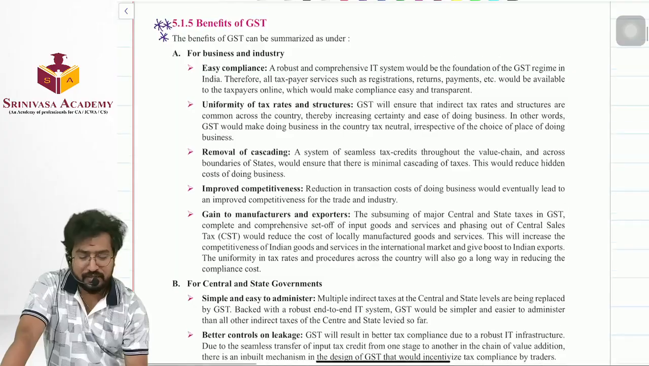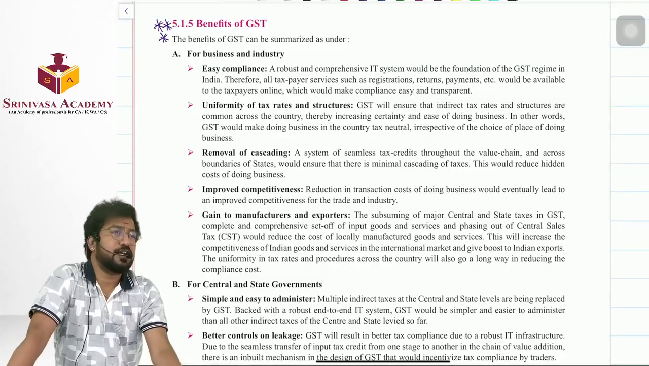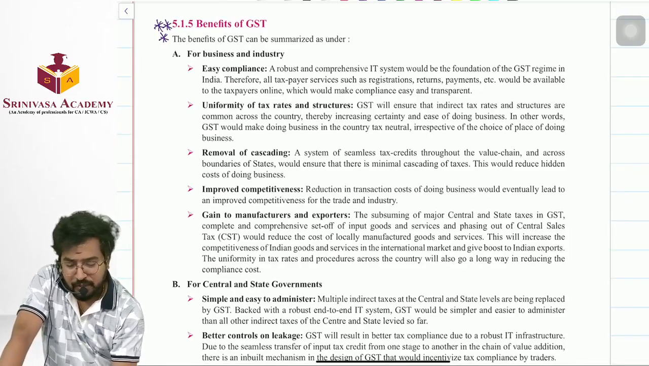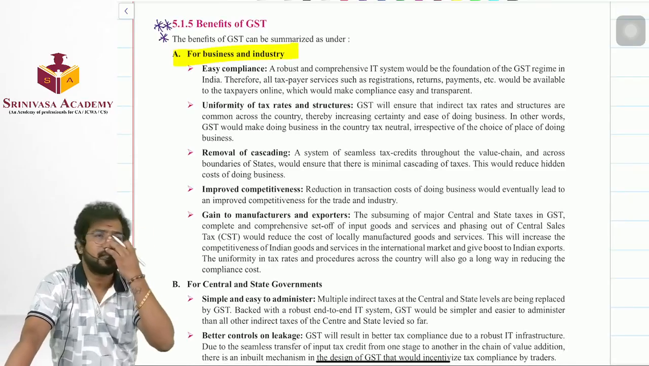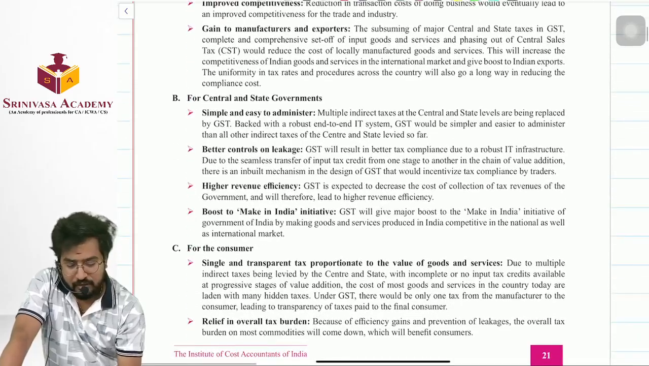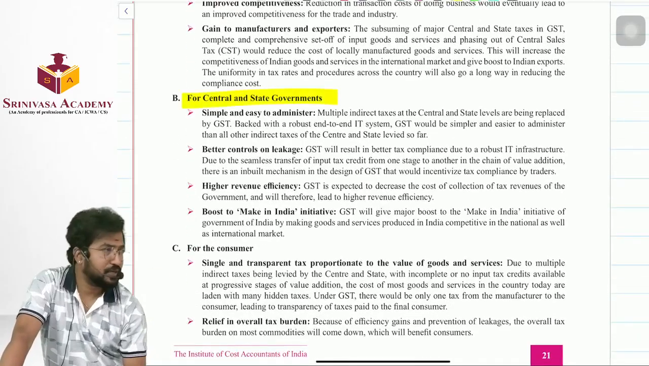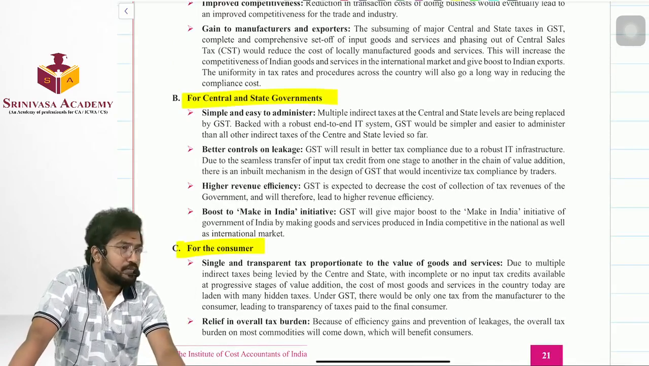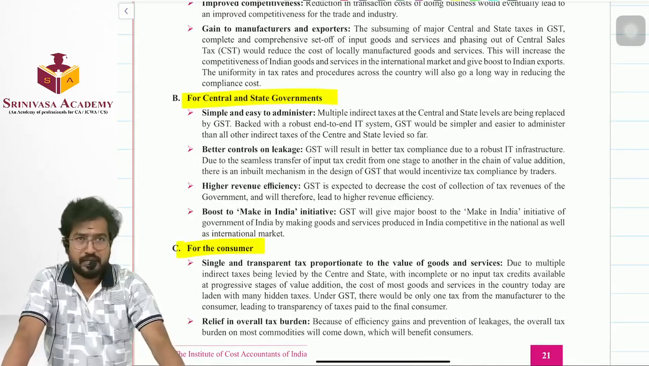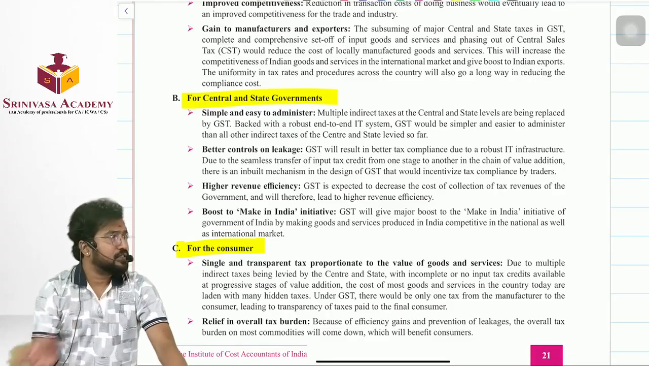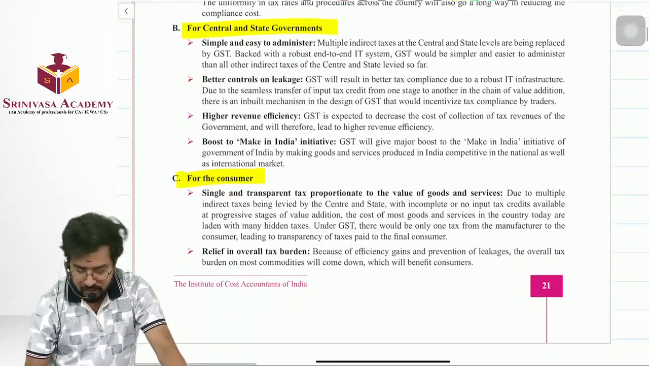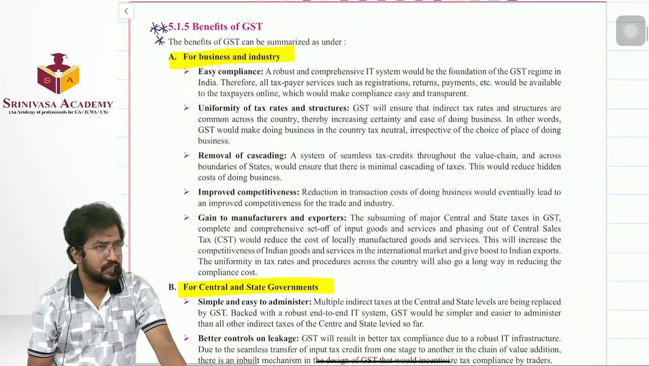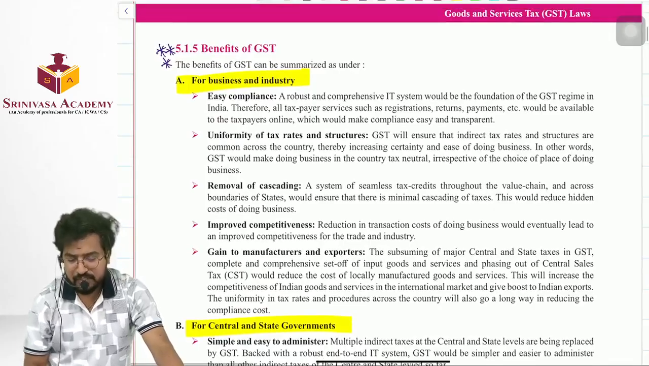If you see what the benefits of GST are, there are different angles here. For business and industry, what is the benefit? For central and state government, what is the benefit? And for the consumer, what is the benefit? That means for people doing business, what are the advantages? For government, what is the advantage? And for the final customer, what is the advantage? Go through these simple points only. No technicalities involved.